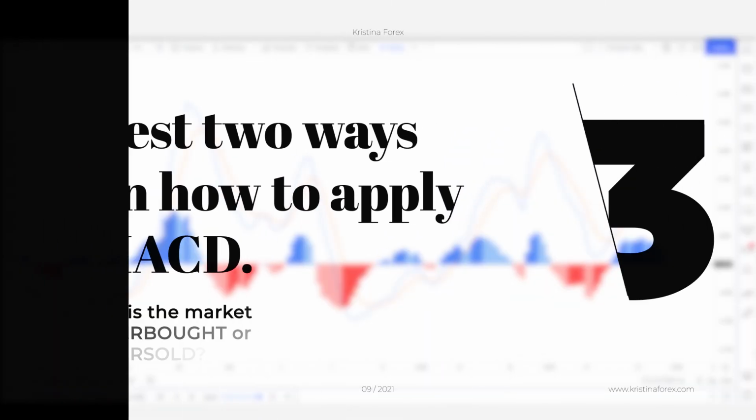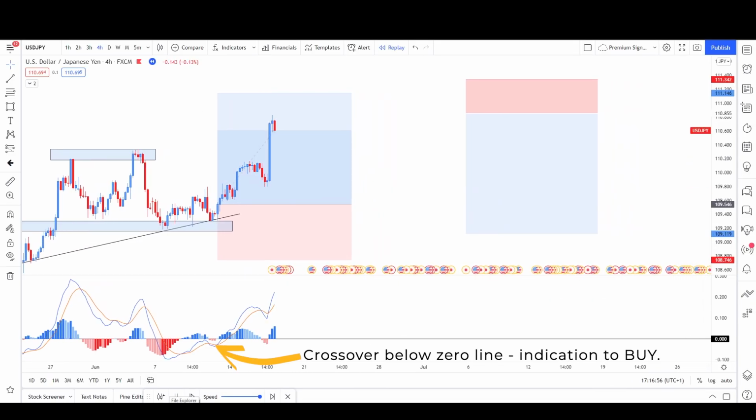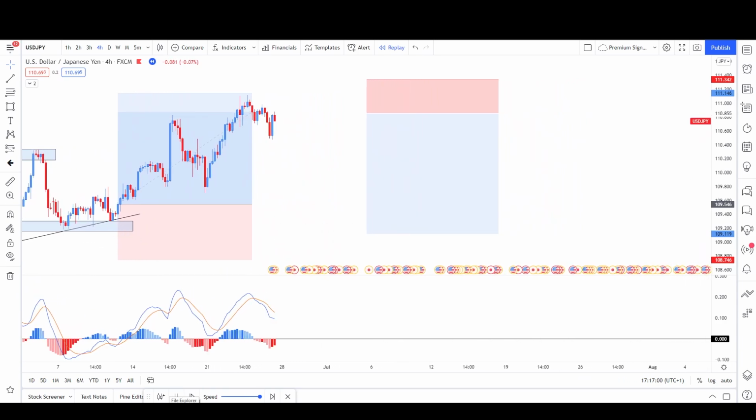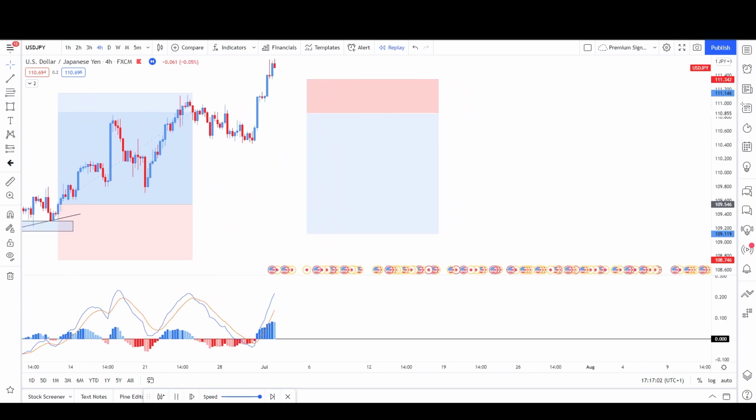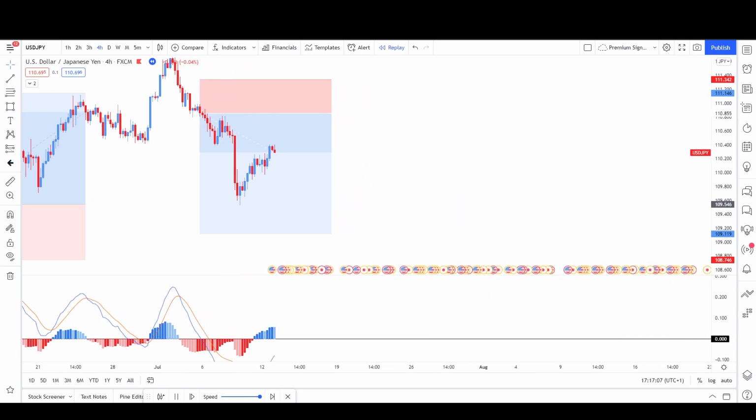There are two important ways to read MACD indicator, and the first one is to see whether the market is overbought or oversold. Take a look at this example. You can see that the MACD indicator's peaks correspond to the price peaks. This is because the MACD tends to fluctuate between being overbought when it reaches a high and being oversold when it forms a low.